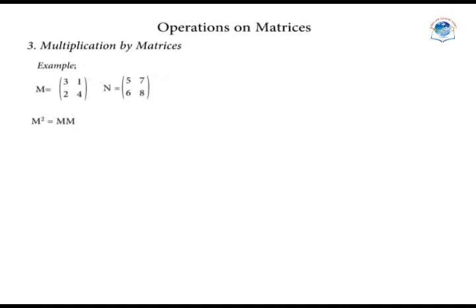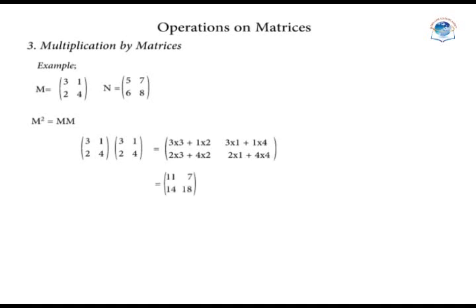M squared is equal to M times M. That will give us 3 times 3 plus 1 times 2, 3 times 1 plus 1 times 4, 2 times 3 plus 4 times 2, and 2 times 1 plus 4 times 4, giving us 11, 7, 14, and 18.